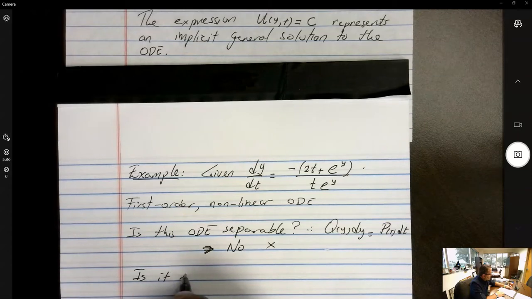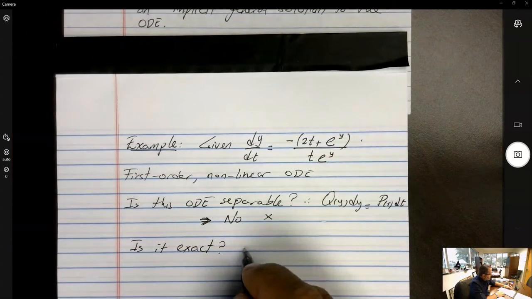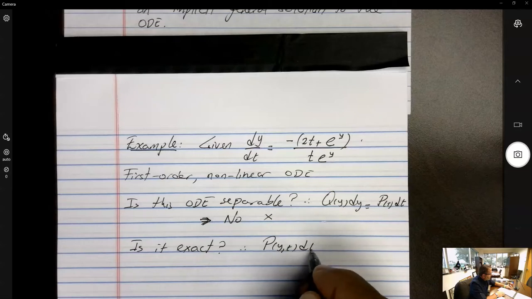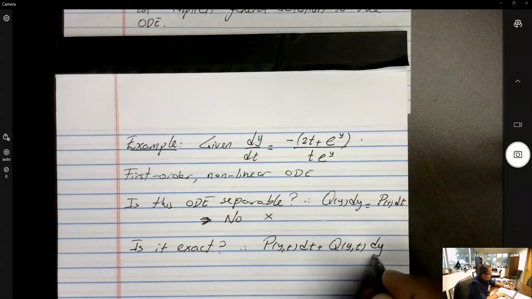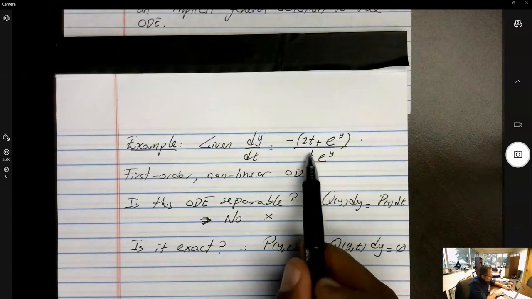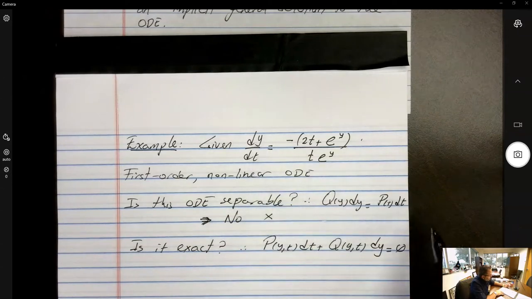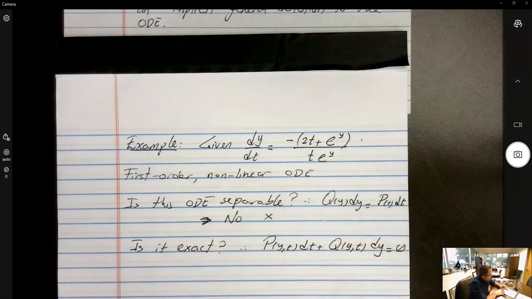Is it exact? Now the next thing that you test is whether this differential equation is exact. Now let's write it as, again, this is something that we can always do. There's not a question of if. I'm going to write this equation like this. All right? So what I'll do is take this denominator, multiply it times dy, and take this dt and multiply it to the right hand side, and bring everything to the left.